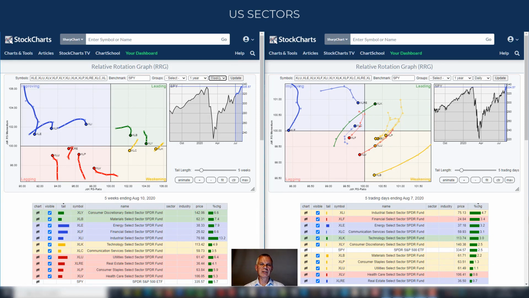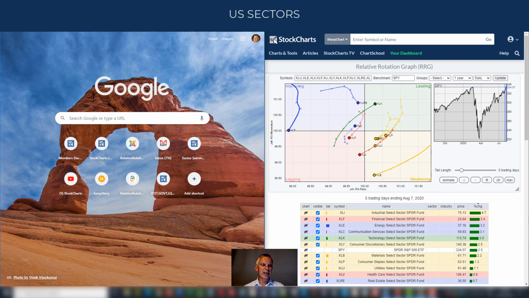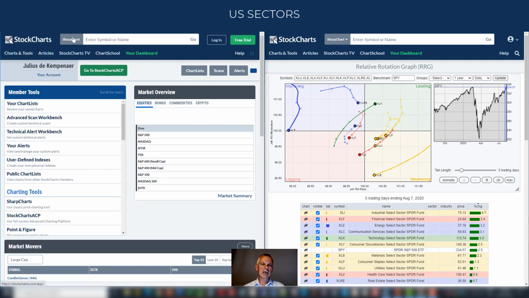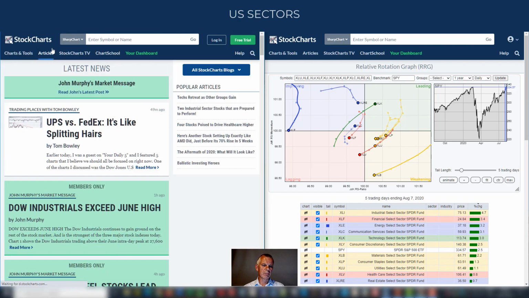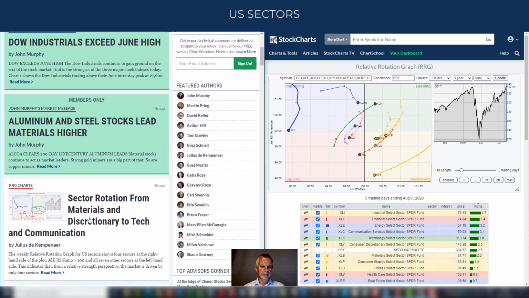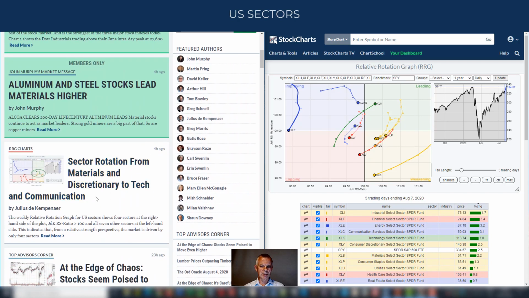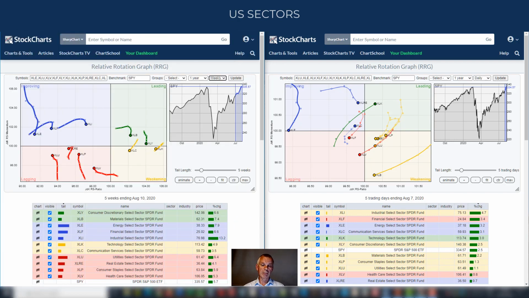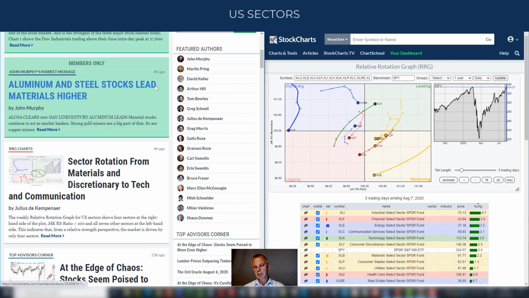an article on that today. It was published earlier today in the RRG blog. Here it is, sector rotation from materials and discretionary to tech and communication. Obviously, I wrote this during European market hours, and then the US stock market opened, and it went immediately against me because materials and discretionary were doing pretty well, and tech and communication were not having a very good day. This is Monday that I'm recording it.